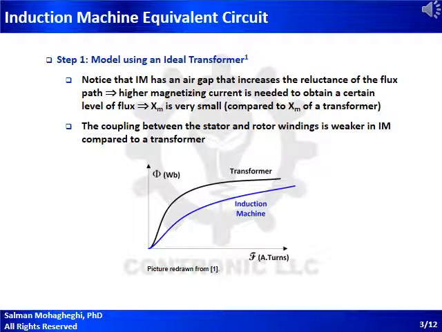Despite similarities between circuits for an induction machine and a transformer, there are some differences in values. One in particular is related to the presence of air gap. An induction machine has an air gap, whereas a transformer doesn't. Air gap increases the reluctance of the flux path. This means that you're going to need higher magnetization currents in order to obtain a certain level of flux, which again means Xm, the magnetization inductance, is going to be very small compared to what we had for a transformer. Because of the air gap, we're going to have weaker coupling between the stator windings and the rotor windings, and the value of the leakage inductance is going to be higher.